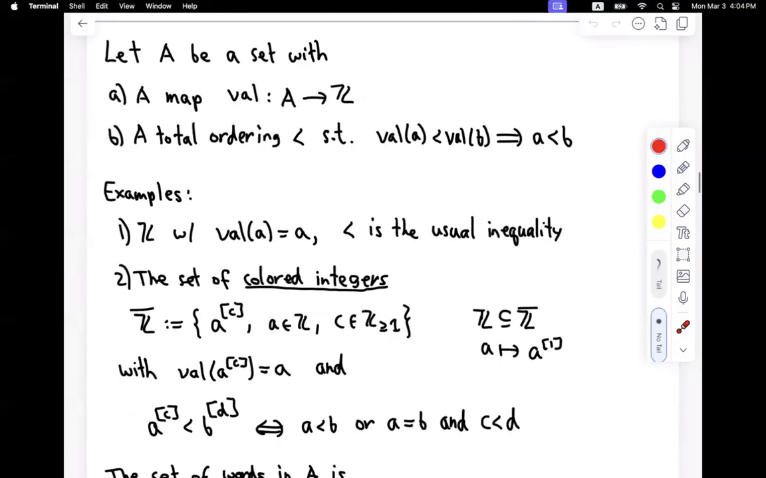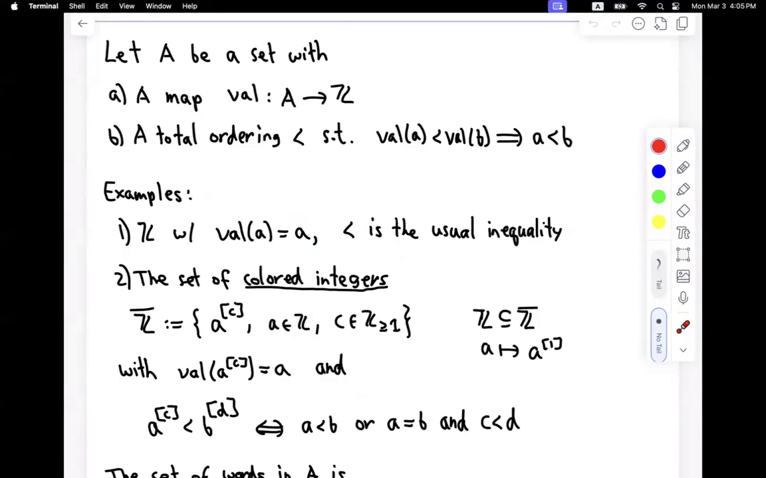We're going to start by letting capital A be a set with, number one, a map, which we'll call the value map, from A to the integers, and number two, a total ordering that is compatible with the value map. In other words, if value of a is less than value of b, then a is less than b. The only thing that we decide with the total ordering is what happens when they have the same value. So two examples, and these are essentially the only examples that we'll ever use. Number one is the integers, with the value just being the integer itself and then the usual inequality.